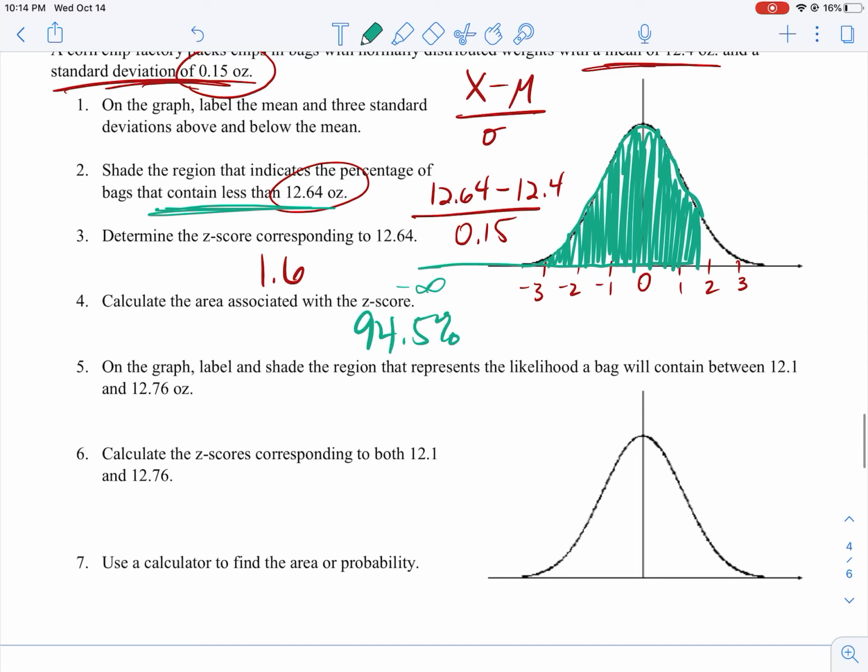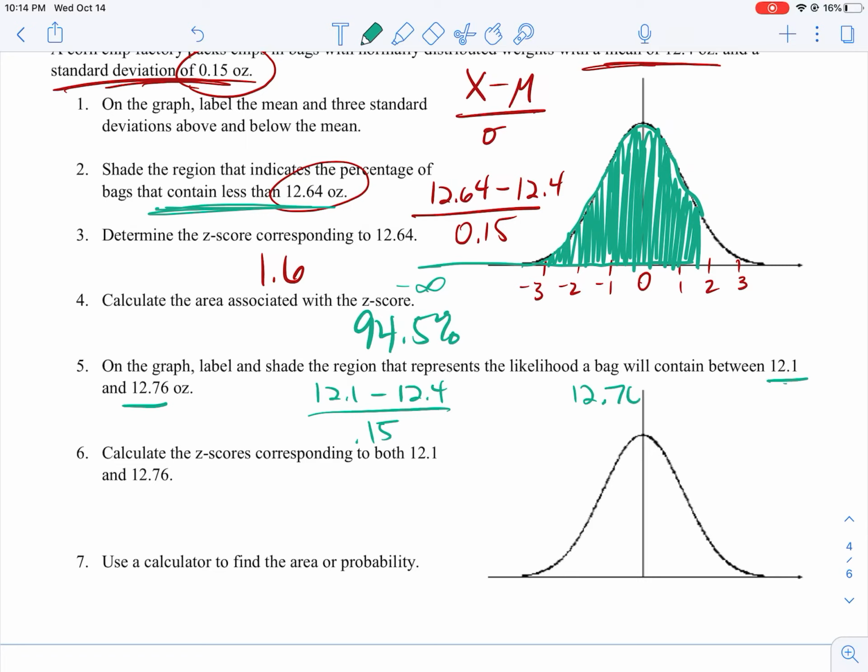All right. And you can see this kind of continues. This one's asking between 12.1 and 12.76. So again, on this, you would do the same thing, 12.1 minus 12.4 divided by 0.15, right? And then same thing, 12.76 minus 12.4 divided by 0.15. And you're doing the in-between one on this.